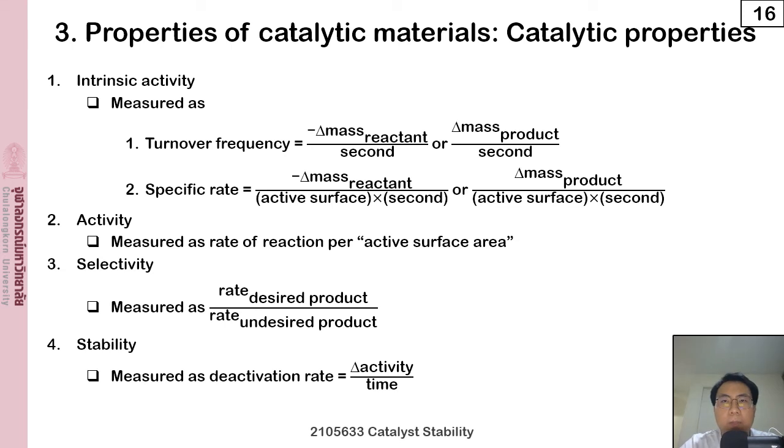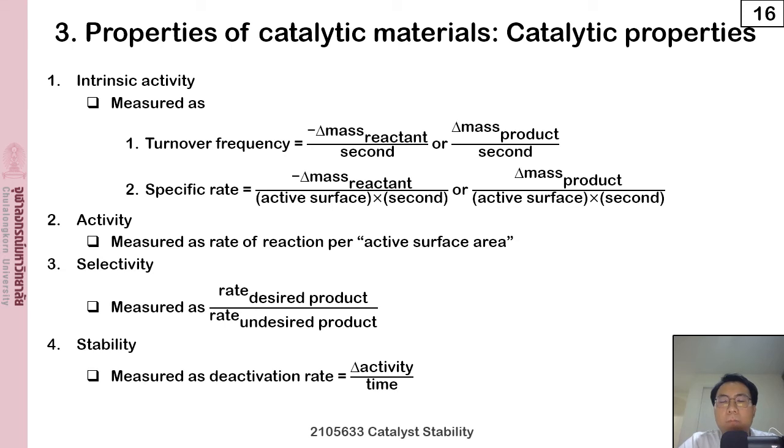The last one is the catalytic properties. Four of these properties are really important. The first one is the intrinsic activity, or the real activity of the catalyst. It can be explained through two parameters. First is the turnover frequency, or the change in mass of the reactant or products over time. If your catalyst can consume more reactant per time, it will be more active, with higher activity.